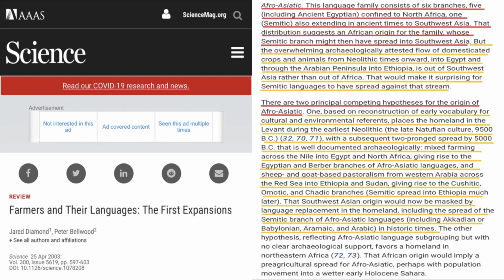There are 2 principal competing hypotheses for the origins of Afro-Asiatic, one based on reconstruction of early vocabulary for cultural and environmental fragments placed the home in the Levant during the earliest Neolithic, the late Natufian culture, 9500 BC, with a subsequent 2 prolonged spread by 5000 BC that is well documented archaeologically. Mixed farming across the Nile into Egypt and North Africa, giving rise to the Egyptian and Berber branches of Afro-Asiatic languages, and sheep and goat-based pastoralism from Western Asia across the Red Sea into Ethiopia and Sudan, giving rise to the Cushitic, Omotic, and Chadic branches. Semitic spread into Ethiopia much later. That Southwest Asian origin will now be masked by language replacement in the homeland, including the spread of the Semitic branch of Afro-Asiatic languages, including Akkadian or Babylonian, Aramaic, and Arabic in historic times.